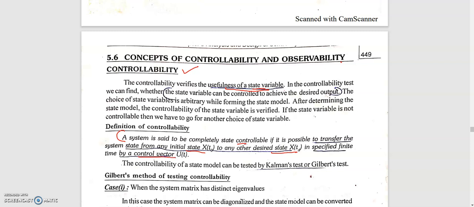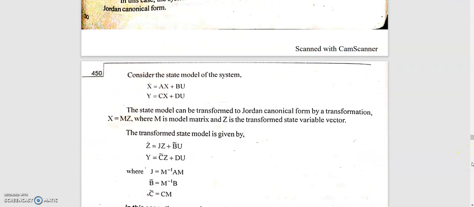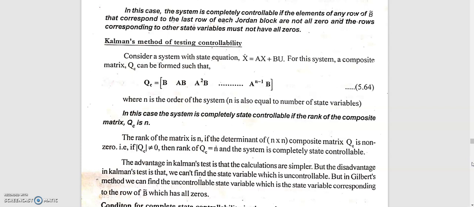In order to check the controllability, there are two tests, Kalman's and Gilbert's test. We will be discussing only Kalman's test here. So what is Kalman's test for controllability? Before going to this topic, you should first go through what is the state model, and you should know the state equation x dot equal to Ax plus Bu, and the output equation y equal to Cx plus Du. You should know how to form this state model. You should know this beforehand.